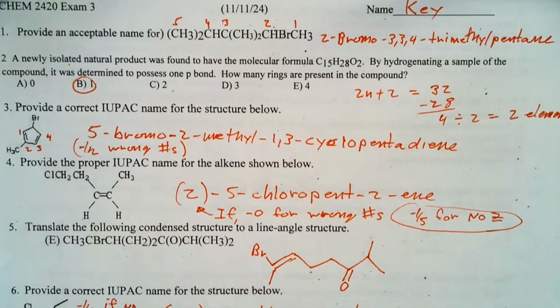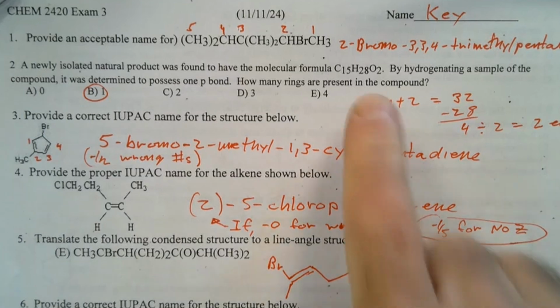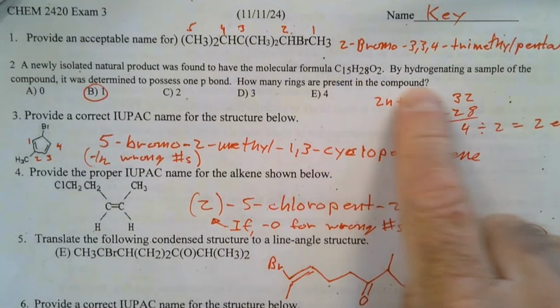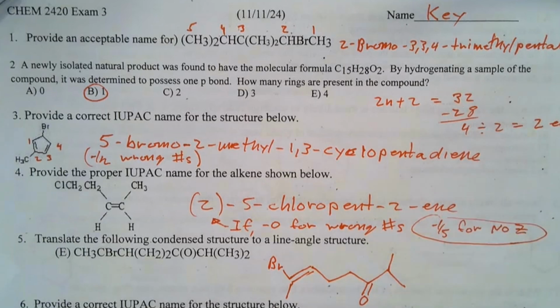Provide an acceptable name. This is 2-bromo-3,3,4-trimethylpentane. A newly isolated natural product was found to have this chemical formula here. By hydrogenating a sample of this, it was determined to possess 1 pi bond. How many rings are present?